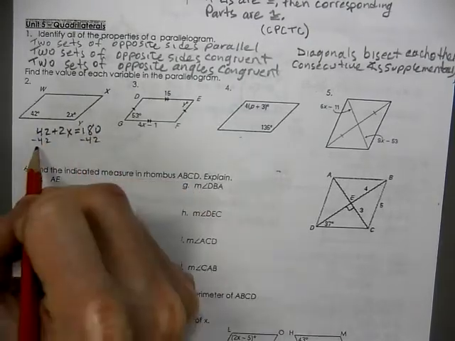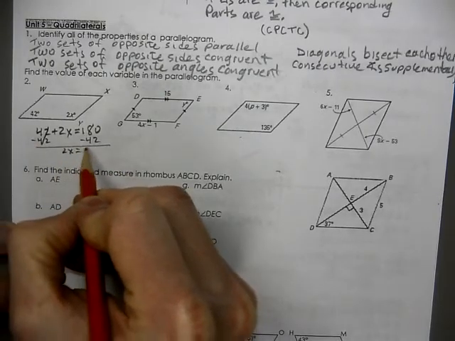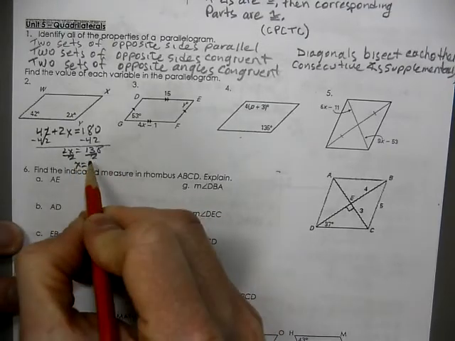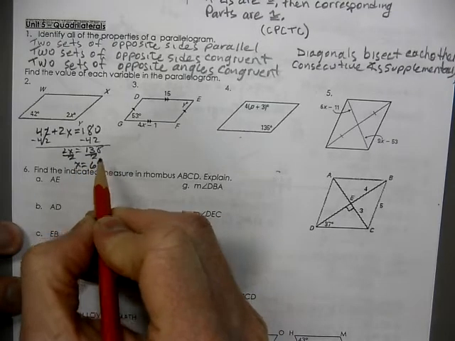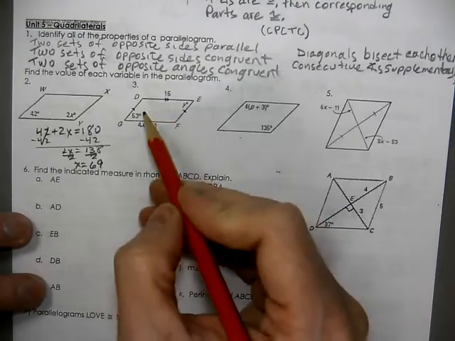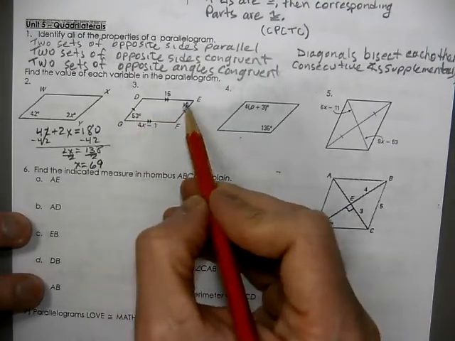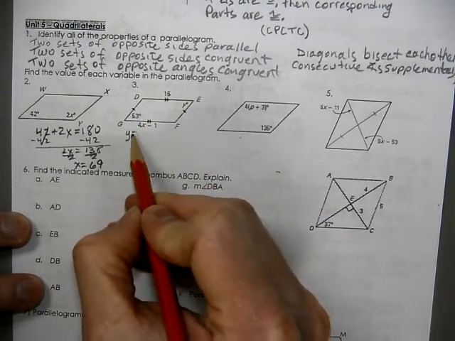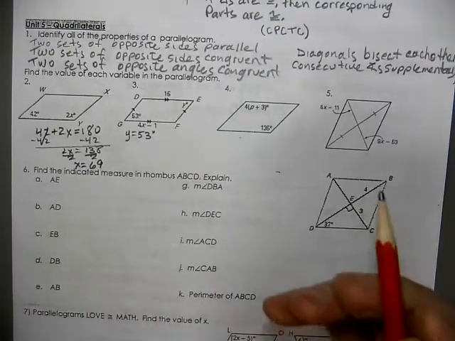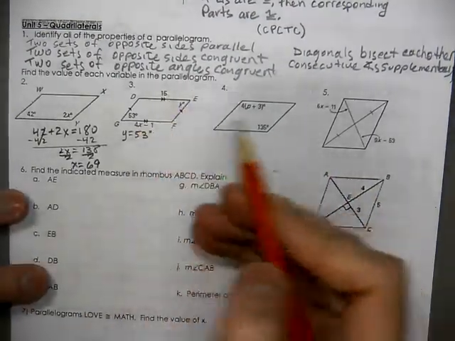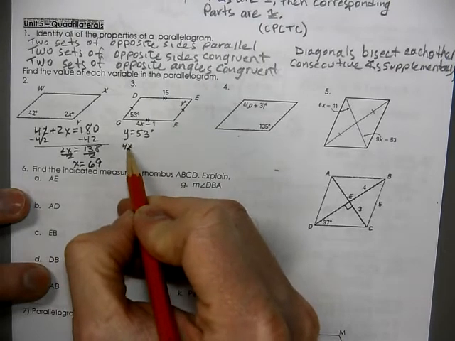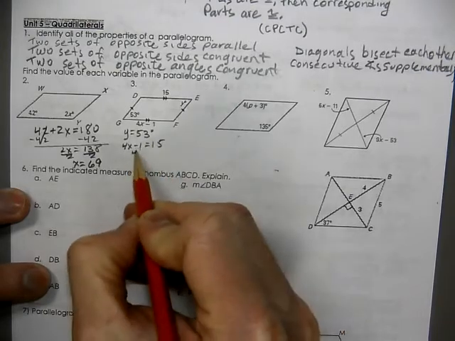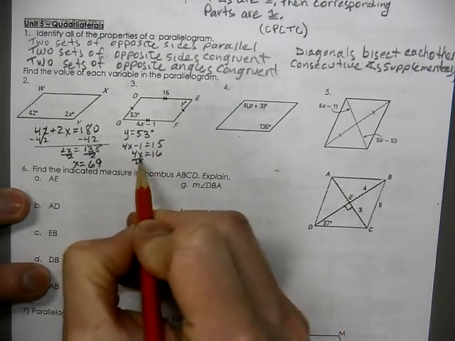Minus the 42, divided by 2. We have 69. For number 3, to figure out y, we know that opposite angles are congruent, so y is going to be 53. And opposite sides are congruent. So you add the 1 and divide by the 4.